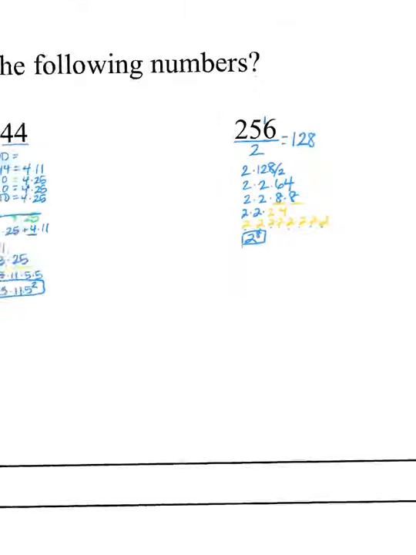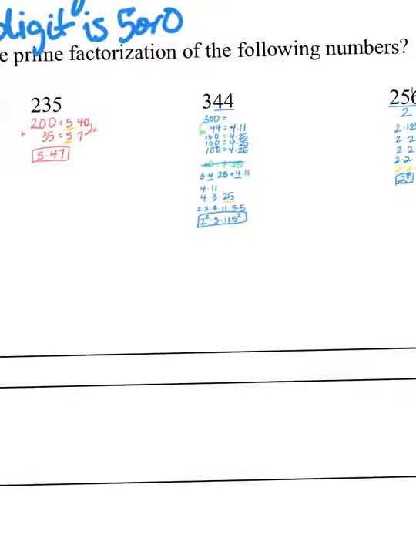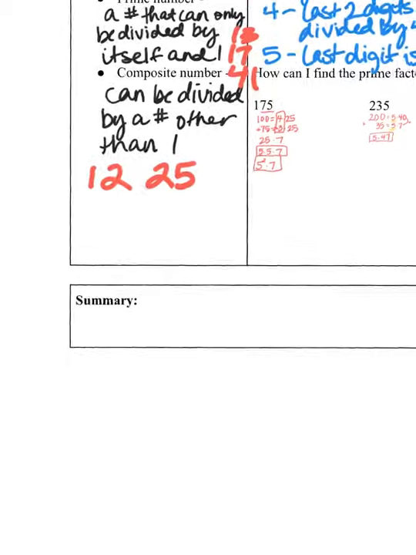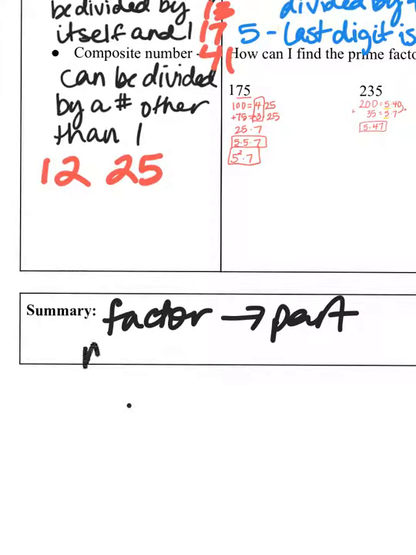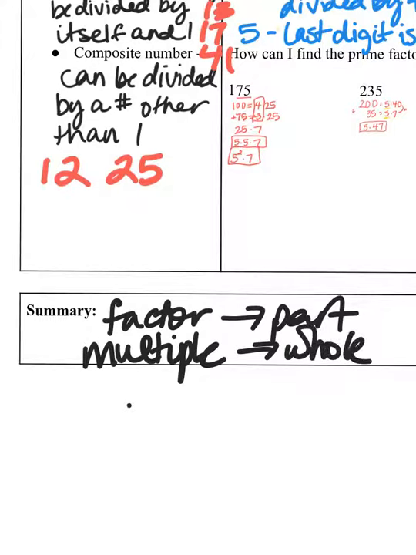But at the end of your notes, every time you're doing notes, I would like you to summarize what you have learned from that section of notes. So, for example, I want you to know that the factor is the part of a number, and the multiple is the whole part of the number. Okay? We can break multiples down into factors, and we can make factors become multiples. Okay? That's the end of the first notes.